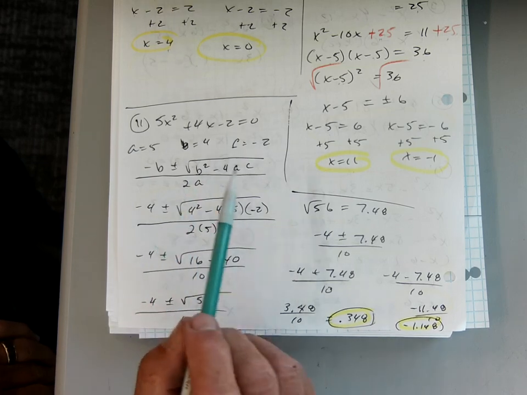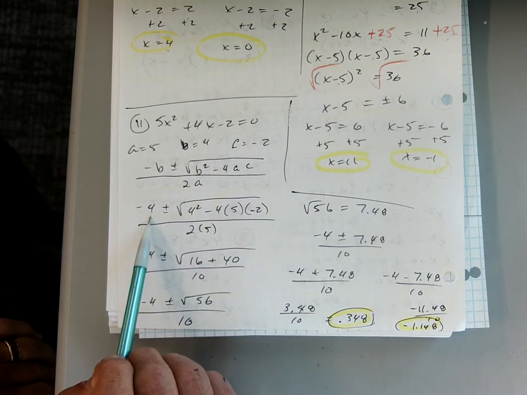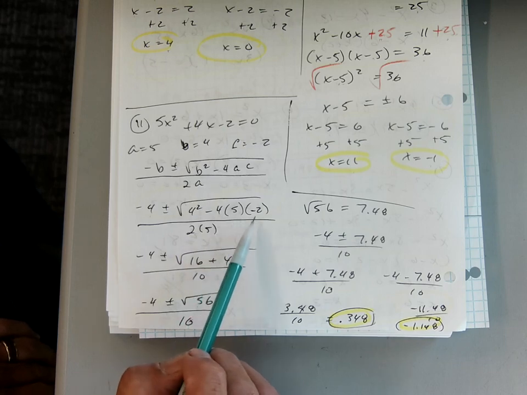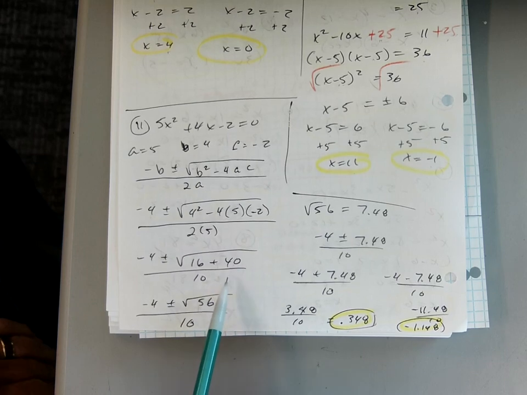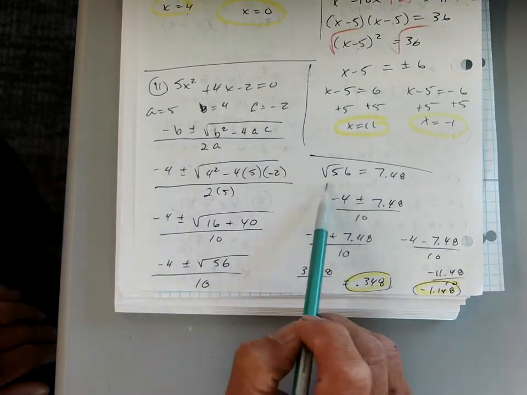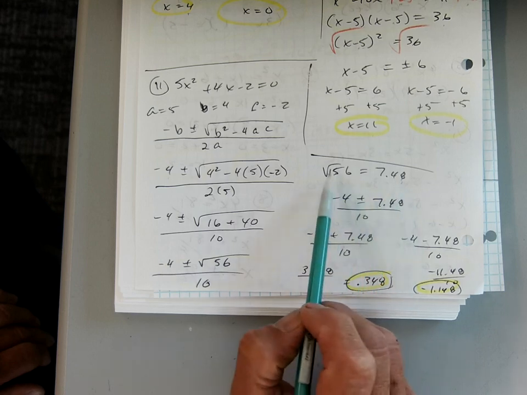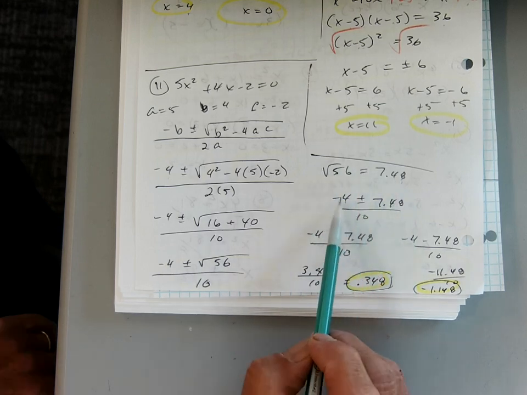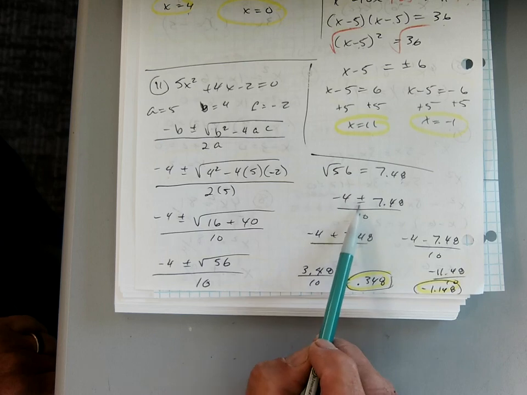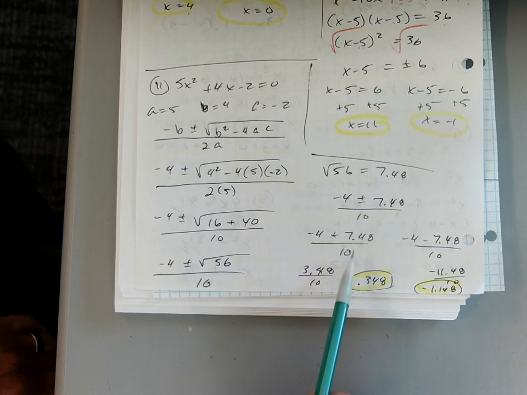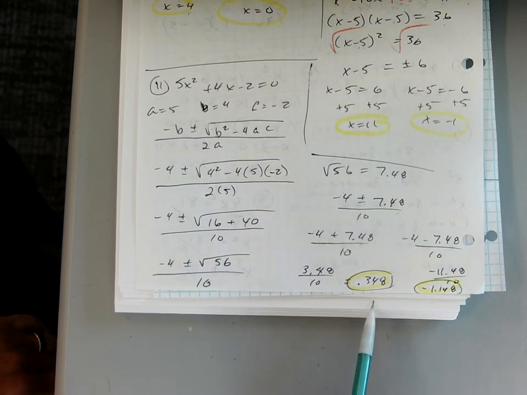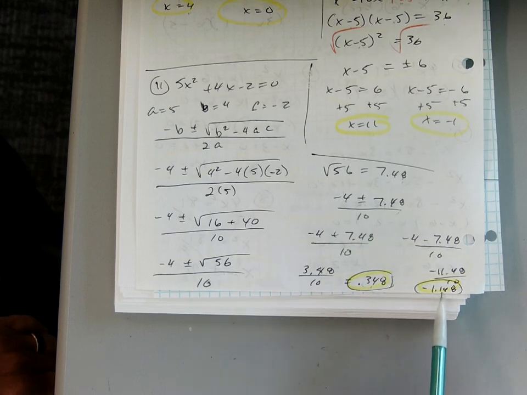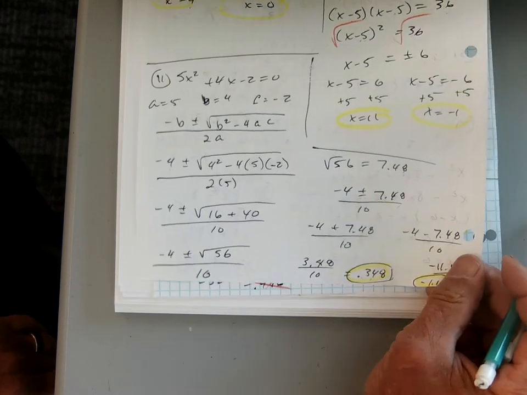So then I plugged in my b, which is 4, and my ac, and I end up with negative 4 times 16, 40, because I have to, then I add those, and I get 56. Square root of 56, about 7.48. I just did that on my calculator. Two equations because of the plus or minus. I had negative 4 plus 7.48 over 10, and negative 4 subtract 7.48 over 10. So I got about 0.348 and a negative 1.15. Okay? All right, quadratic formula, which you can do.